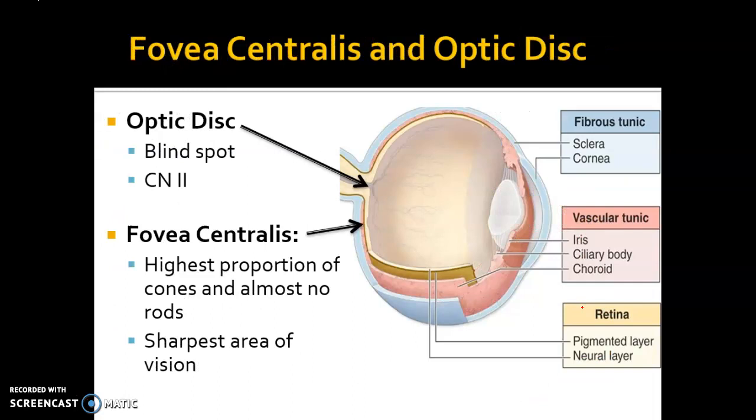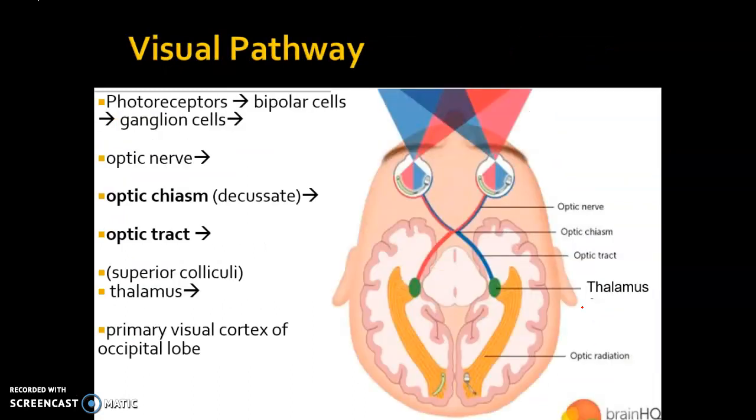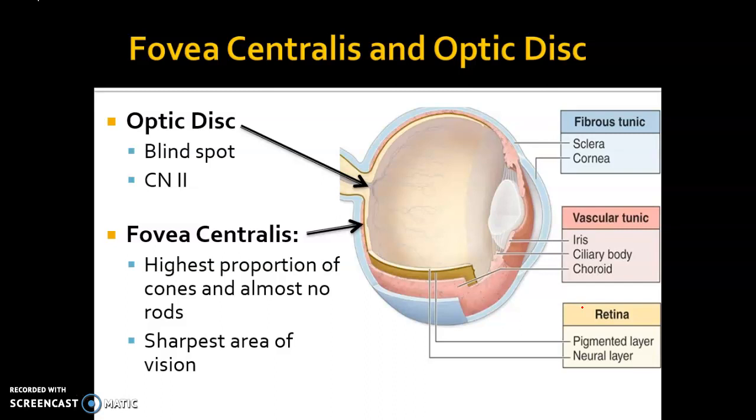All right. Sorry, my bad. At the very posterior side of the eyeball, where all the axons of the ganglion cells come together to form cranial nerve 2, that part is called the optic disc, also known as the blind spot. Why? Because there are no photoreceptor cells there, so no image formation.